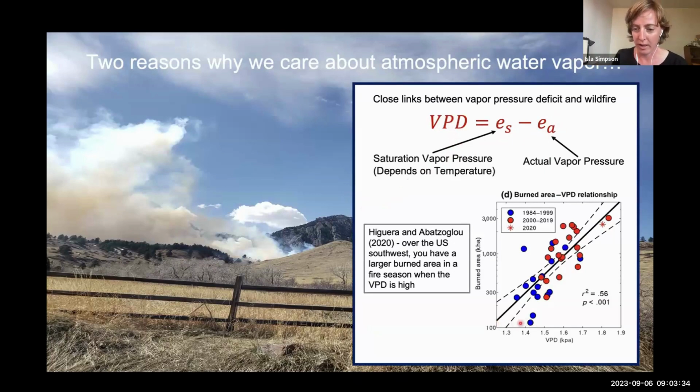Here is just an observation-based analysis over the American West, showing this link between vapor pressure deficit and burned area in each of the fire seasons. And this is not a linear scale. This is an exponential relationship. So what we're seeing in many regions is increases in vapor pressure deficit, which is leading to increased wildfire danger. Of course, a large part of that is temperature, but it also matters what the actual water vapor content of the atmosphere is as well.